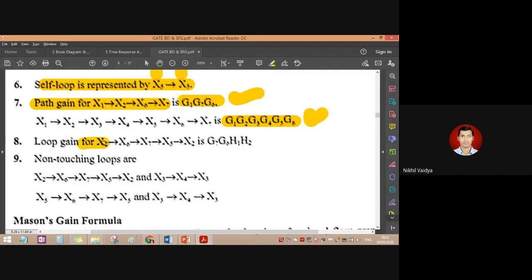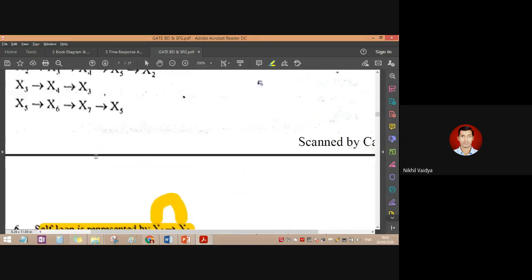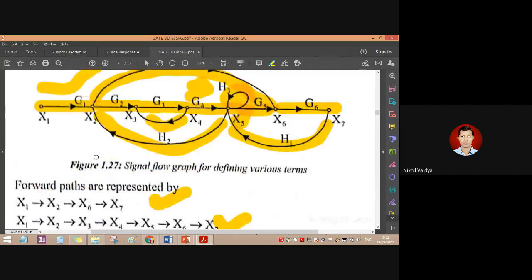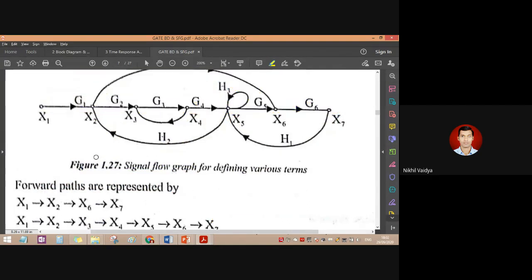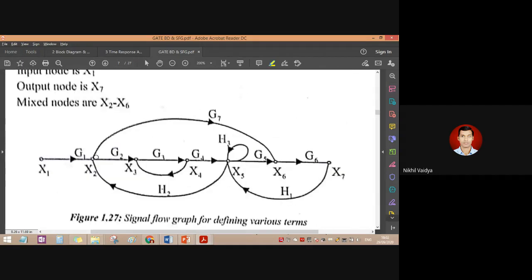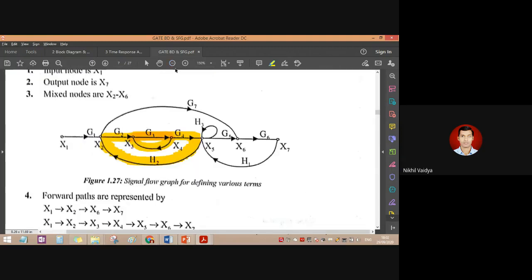Loop gains. Whatever loops are present here, see how many loops there are. Now you have to trace the loops. See here, this is one loop. See the direction. Another loop is this. In this particular loop, we are not tracing any node twice, only the single starting node is traced twice. Then this is another loop, and the next loop is this.